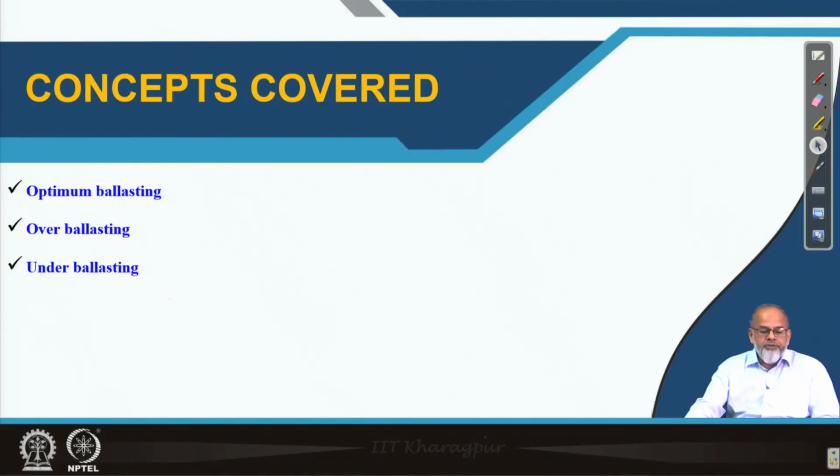So mainly I will try to highlight the optimum ballasting conditions based on the recommendations given by Dwyer. Then I will try to find out what will happen if you over ballast it and if you under ballast it.